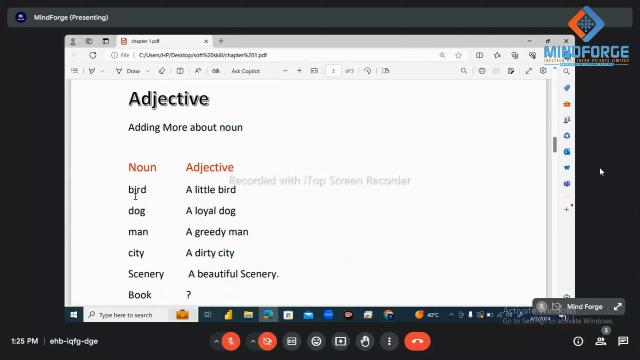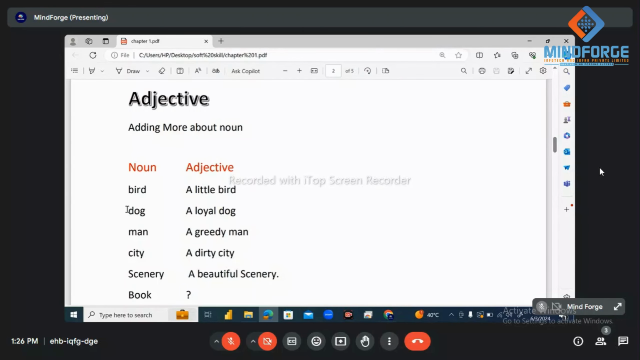For example, the noun is bird, right? Bird is the noun. So an adjective for bird could be a little bird. Now you can see I have written the word little, right? So this little is the adjective used for this noun. I'm adding more to this noun, that is little. So you can do this kind of adjective. For example, a little bird, a beautiful bird, a big bird, a colorful bird, right? A colorful peacock it is, right? We use this kind of word in daily life, right?